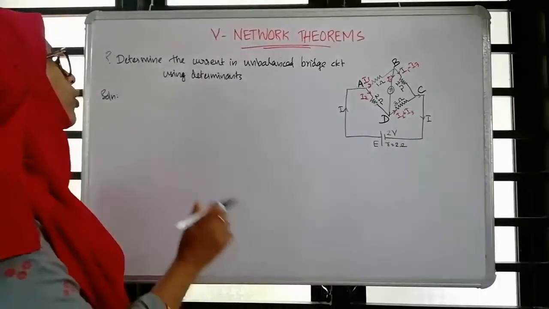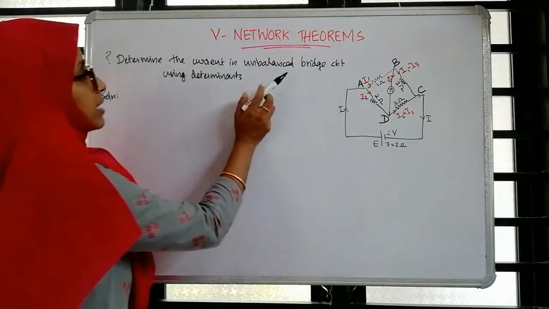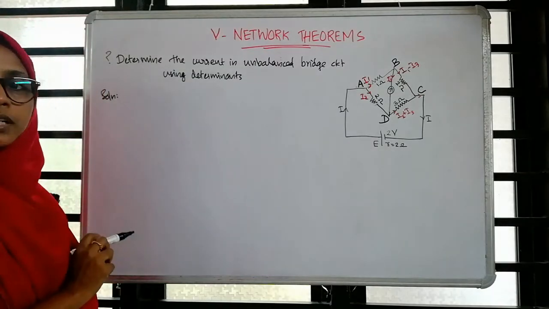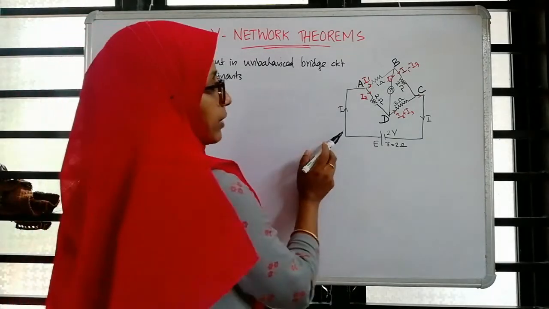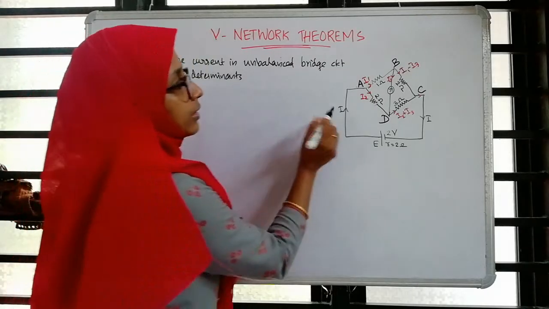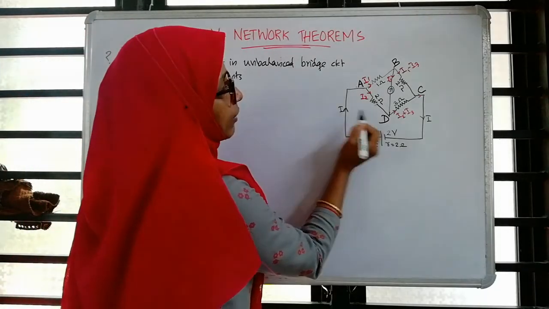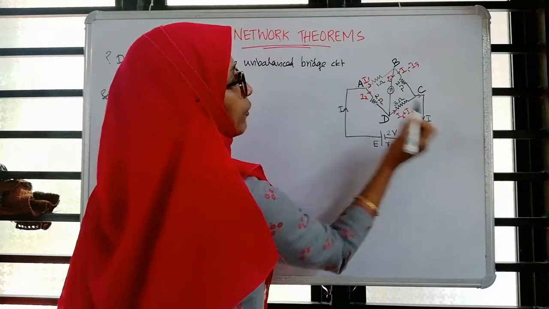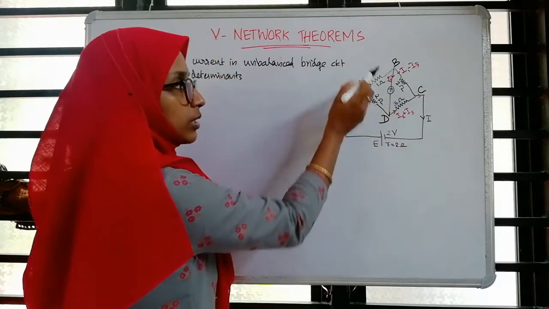We can do a problem: determine the current in an unbalanced circuit using the determinants method. For that we are given a circuit like this. In this, only the current direction is given. Now we can distribute the current through the branches.